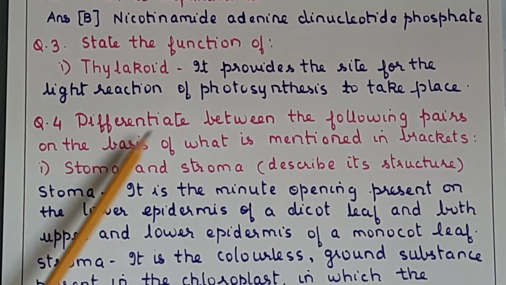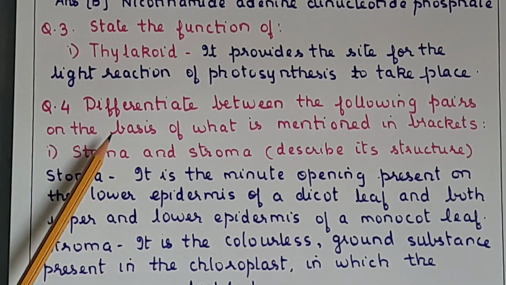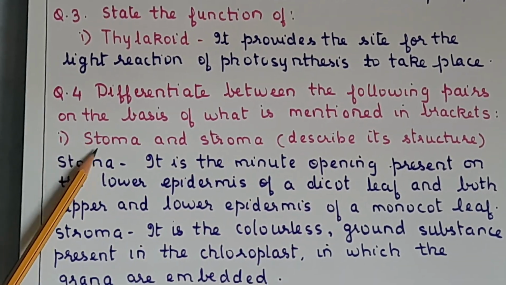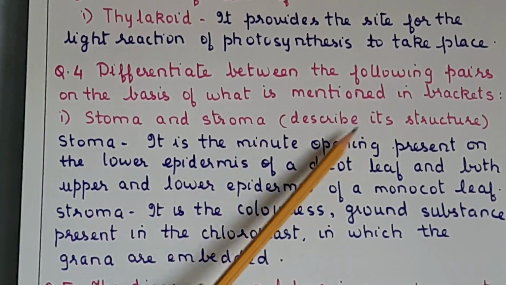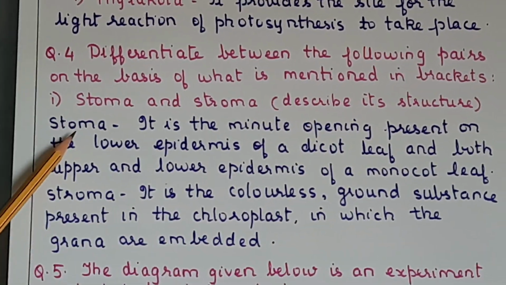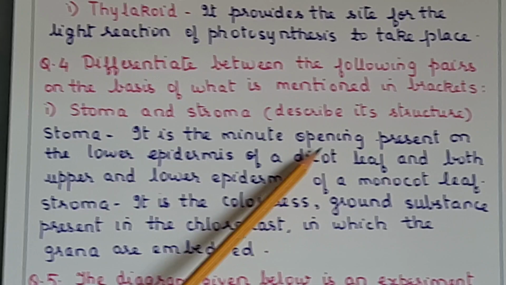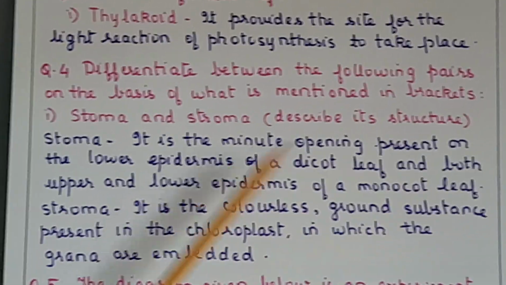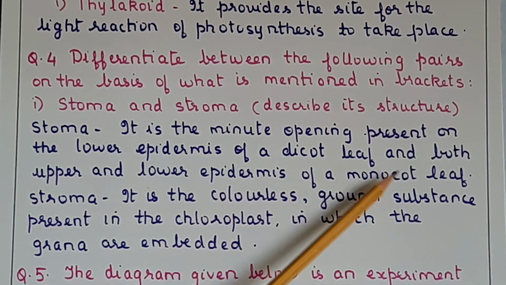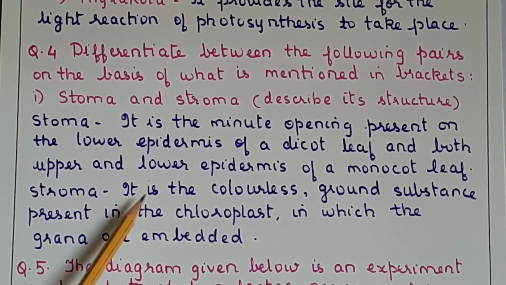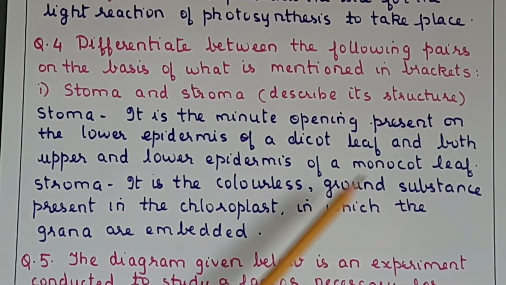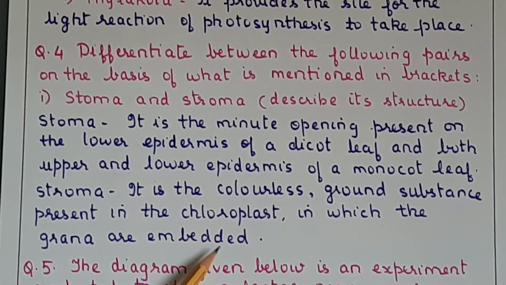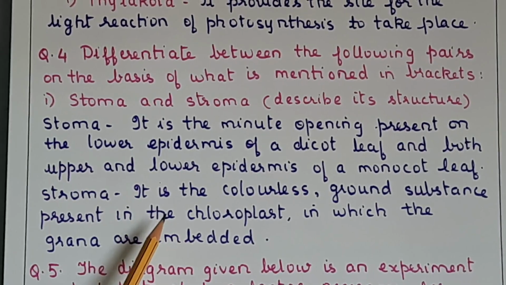Next, differentiate between the following pairs on the basis of what is mentioned in brackets. So it is stoma and stroma. You have to describe the structure. So stoma, it is the minute opening present on the lower epidermis of a dicot leaf and both upper and lower epidermis of a monocot leaf, while stroma is the colorless ground substance present in the chloroplast in which the grana are embedded. Okay, so that is the structure for both.